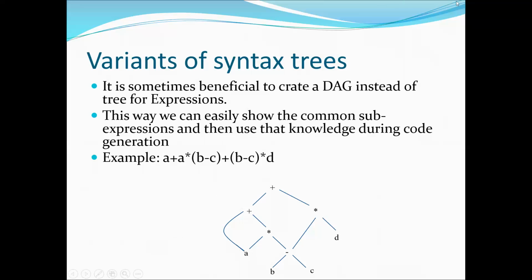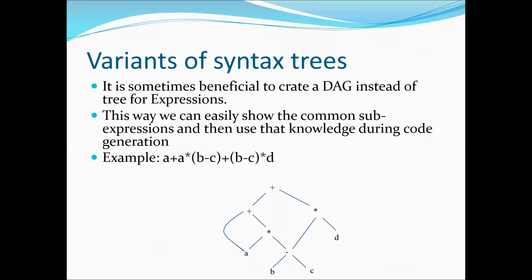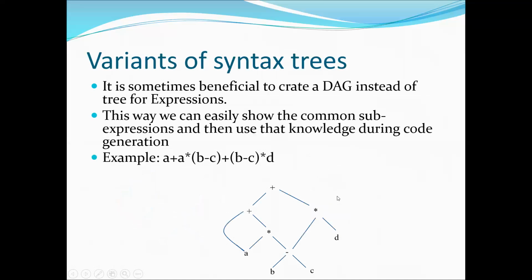For example, B minus C is going to be used first, and then we are going to convert that into one three address code in each and every step. So now we write the first step as T1 is equal to B minus C. Now you can see this B minus C star, that is A into B minus C. That is done here in T2 equal to A into T1. Then the next one is T3, that is equal to A plus T2. Here we can see this A plus this, we are finishing it here.